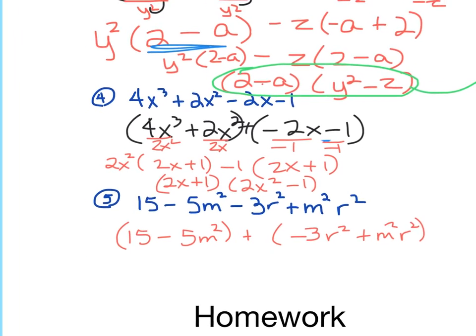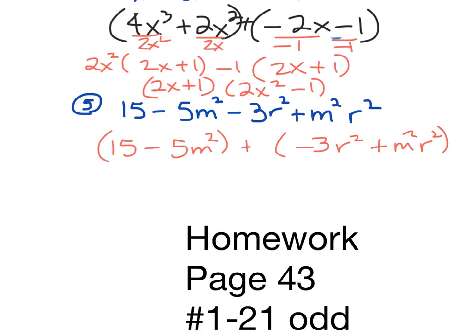All right, what's going to be my greatest common factor of my first parentheses? Up front. 5. Beautiful. Divide everything by 5, and I get 5, and then here I'm going to get 3 minus m squared. Over here, what's my greatest common factor going to be? R squared. Okay. Now, all right, let's try just plain old r squared. Let's see what we get.